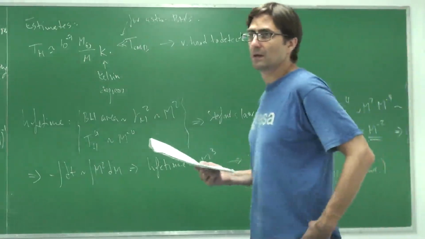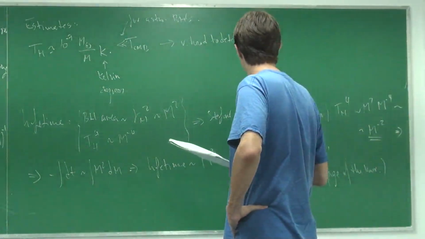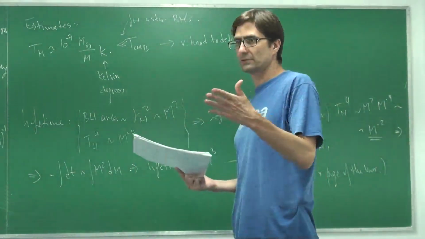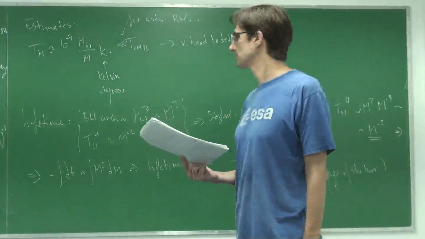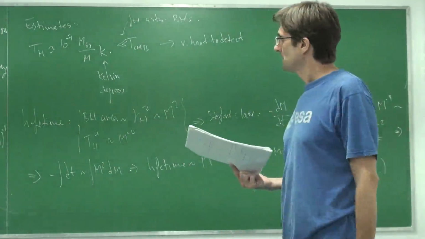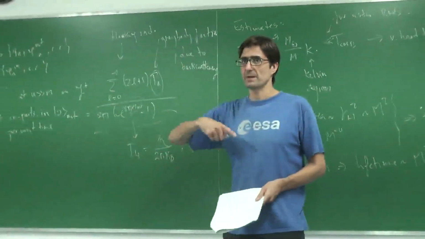What is that time? According to which observer? I suppose this is Schwarzschild time, which is an inertial observer at infinity. This is indeed the temperature seen by such an observer.